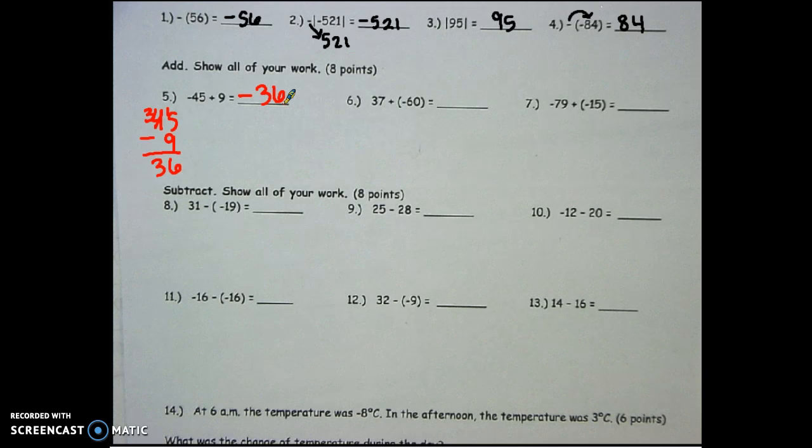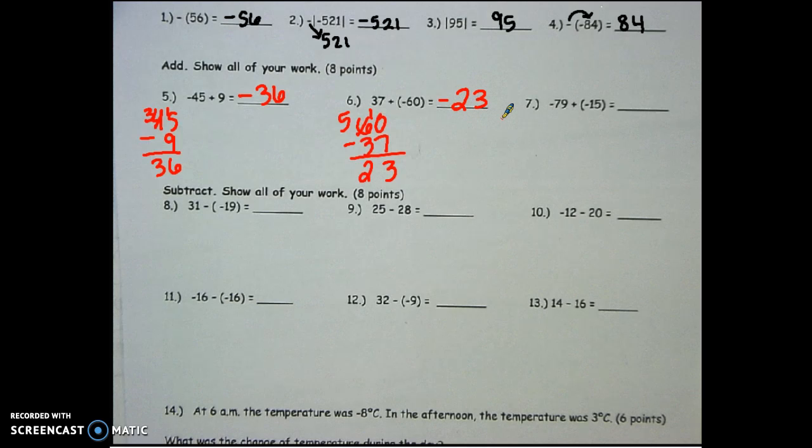Again, for number 6, my signs are different, so I subtract. Take the biggest number, the number with the highest absolute value, put it on top, subtract like normal. We'll worry about the sign later. I need to regroup. 10 minus 7 is 3. 5 minus 3 is 2. The number with the highest absolute value is negative, so that's negative 23.